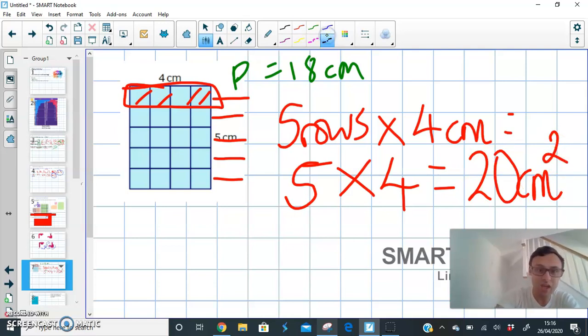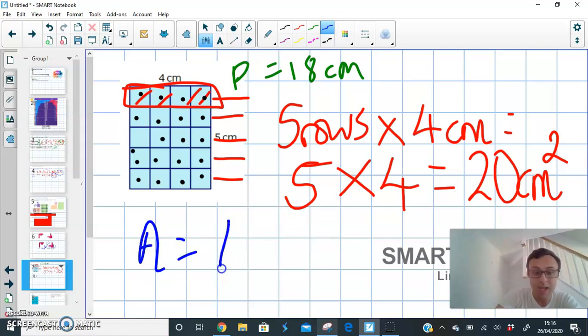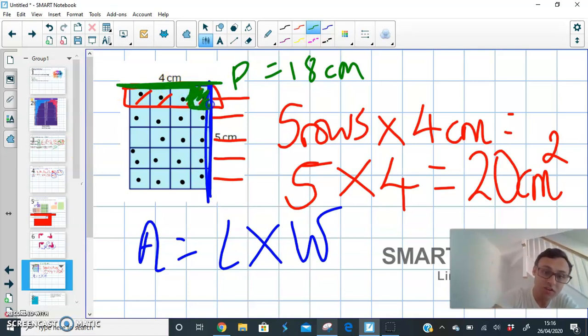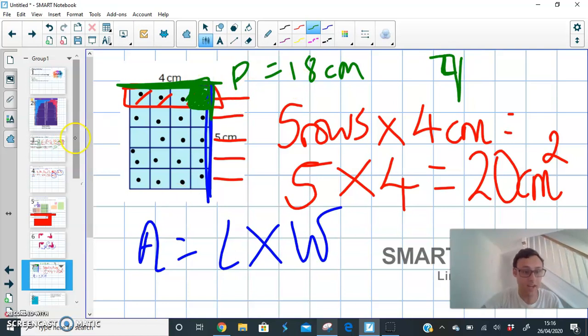And let's just check. 1, 2, 3, 4, 5, 6, 7, 8, 9, 10, 11, 12, 13, 14, 15, 16, 17, 18, 19, 20. So my method works. So in other words, for the area of a rectangle, we need to do length times by its width. Length here times by the width. 4 times by 5. And you will notice that those two numbers are at a right angle to each other, 90 degrees. They are perpendicular.